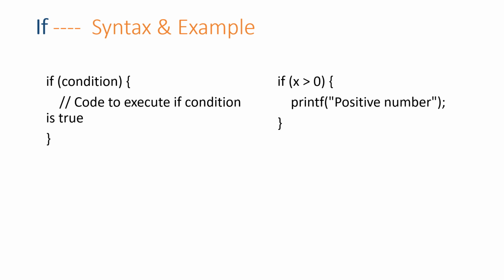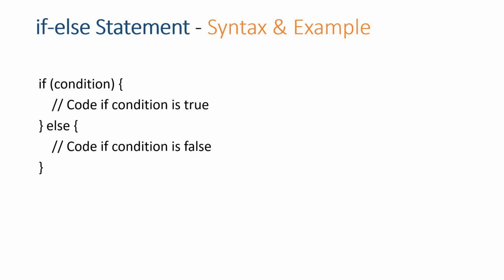And here you can see the syntax of the if statement. It executes a block of code if a specified condition is true. If this condition is true, these lines will be executed. If x is greater than 0, the compiler will print a positive number. And then here you can see the syntax of the if else statement. The if else statement provides an alternative block of code if the condition is false.